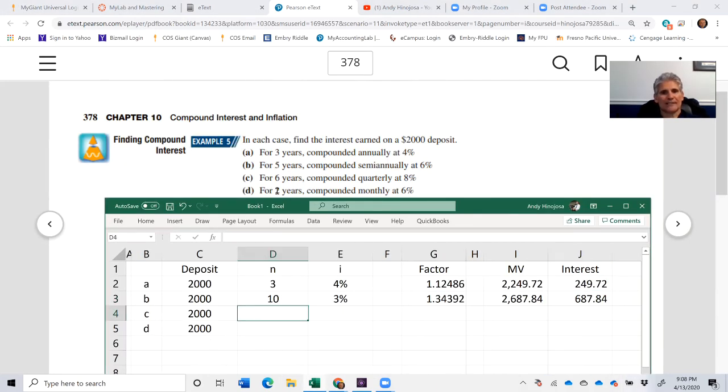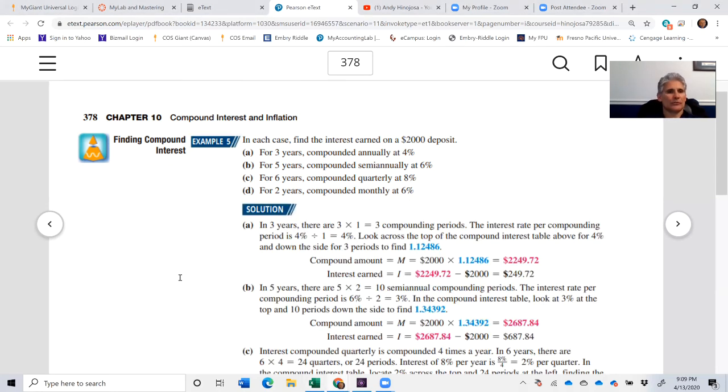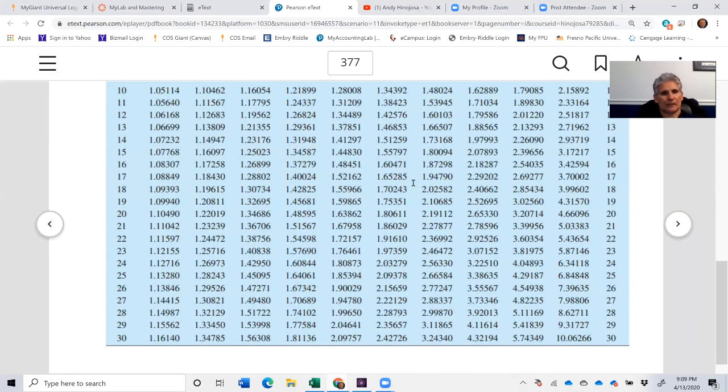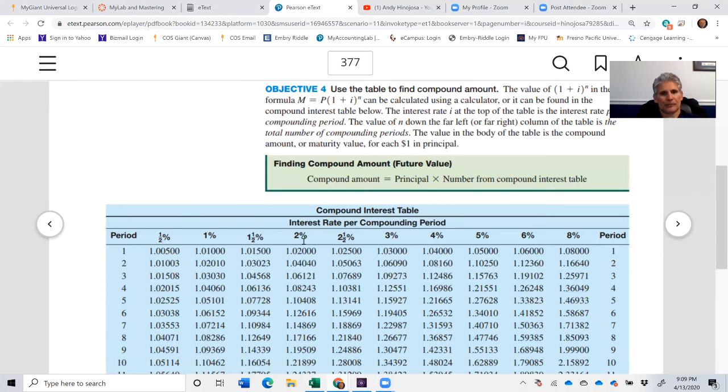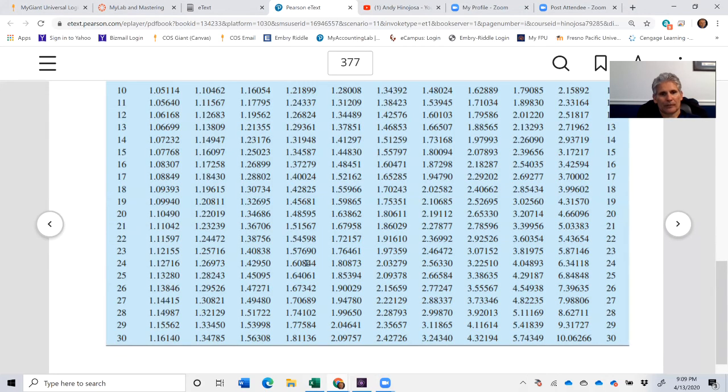For C, 6 years, compounded quarterly, 6 times 4, it's 24 periods. The I, 8% divided by 4, compounded quarterly, is 2%. The factor, 24 and 2. We'll go to the table, 24 and 2. Where's 2 at? Right here. And 24. 1.60844.